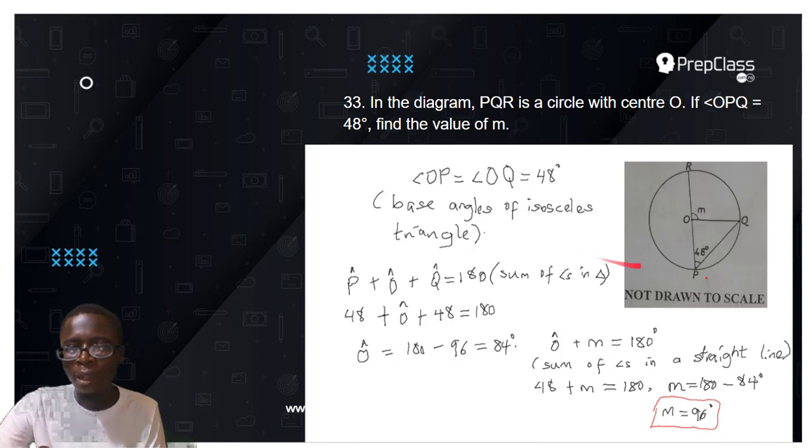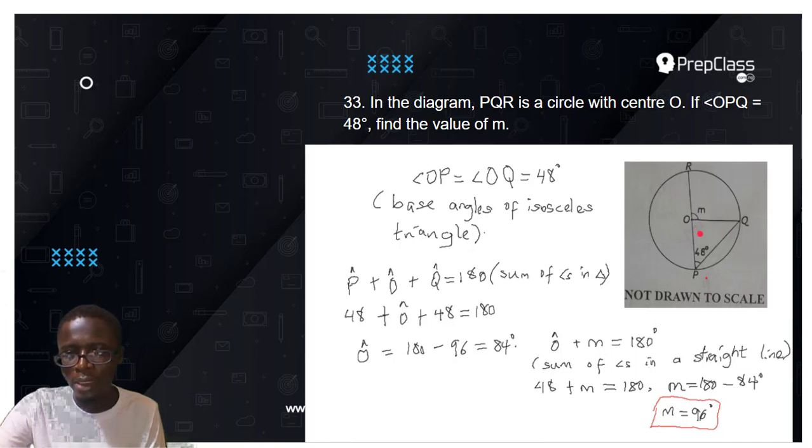Now, you should take note that this is an isosceles triangle, because sides OP and OQ are radii of a circle. So these will be base angles of an isosceles triangle, which are meant to be equal. So 48 and 48 are together. What we need to do is find this angle at O.